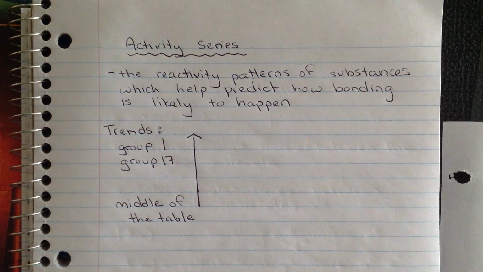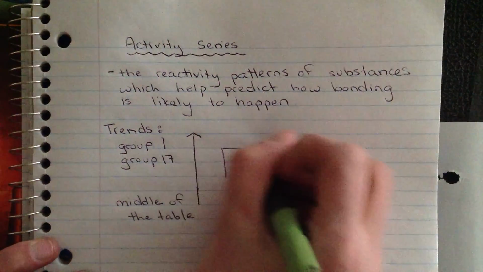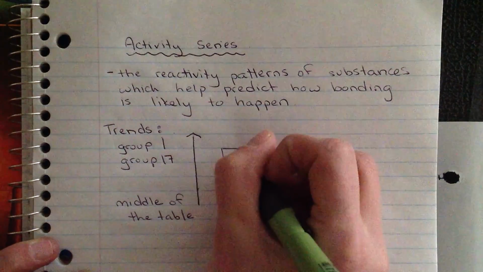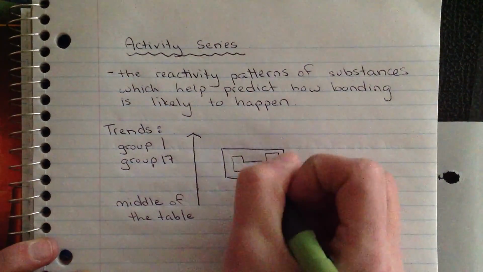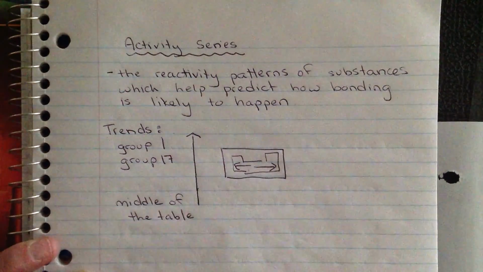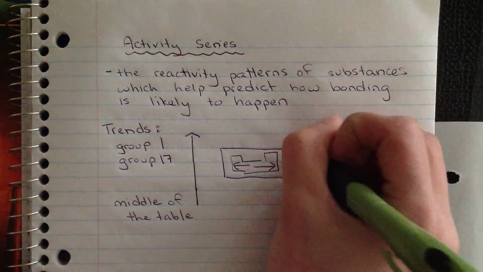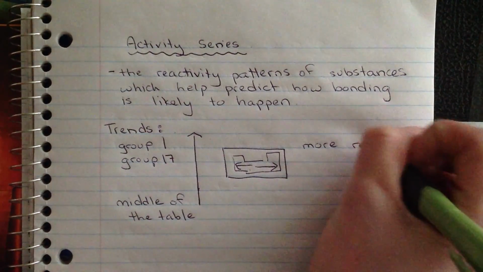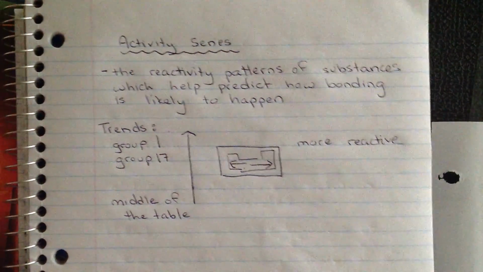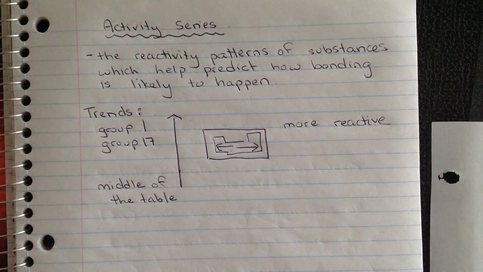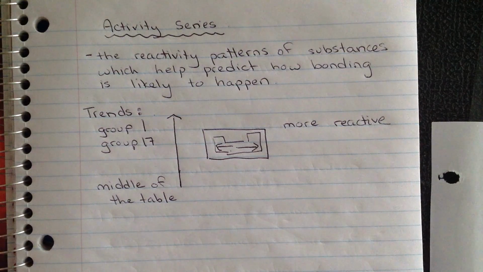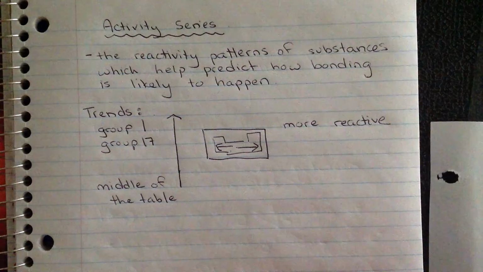So if we move from the middle of the table to the outside, the more reactive you're going to be. So draw a little diagram here too. There's your little pseudo table. The more to the outside, the more reactive you're going to be. More reactive is the one at the top. So that's the first little rule for reactivity: the more to the outsides you go, the more reactive. Obviously group 18 is a funny one because it's noble gas and they're not reactive.